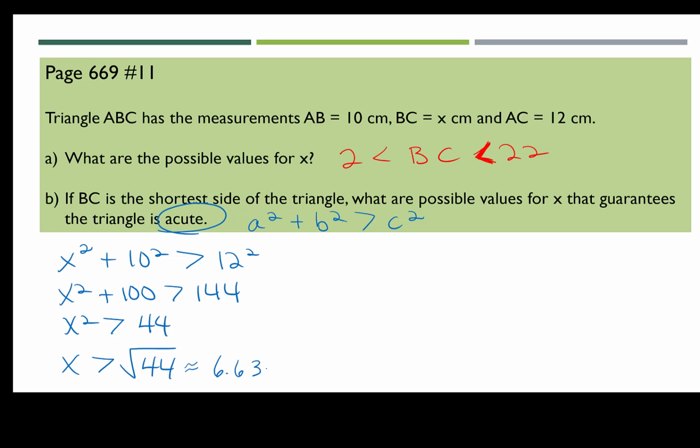But we know two sides of the triangle. AC, which was the longest, and then AB is 10, so it can't go past 10 because the BC has to be the shortest side. And so it has to be at least the square root of 44, but it can't pass 10. And so we could say 6.63. X has to be larger, and it's not less than or equal to, it's just less than. 6.63 is less than x, but then x has to be less than 10 to remain the smallest.